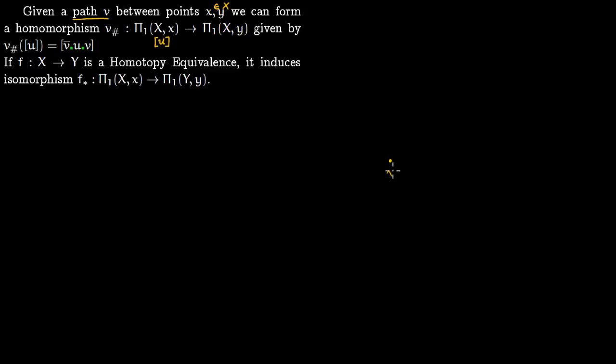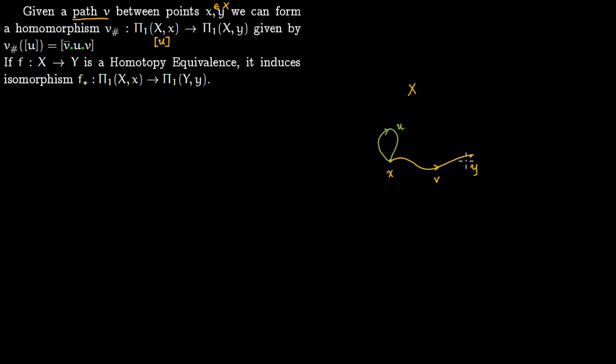Say this is point x, this entire space is capital X, and there is another point y, and then you have a path. Say this path is v. This path v will induce the homomorphism, which takes a loop lying here. So this loop u is taken along this path to y.